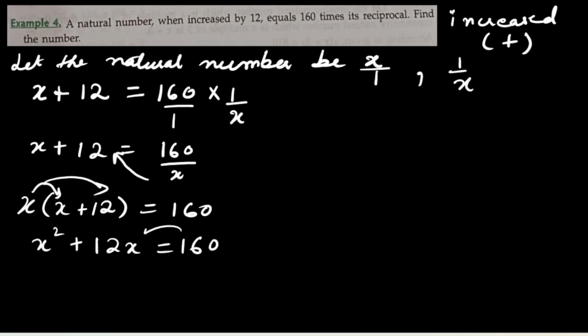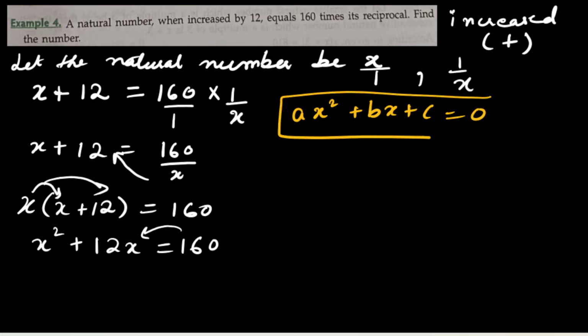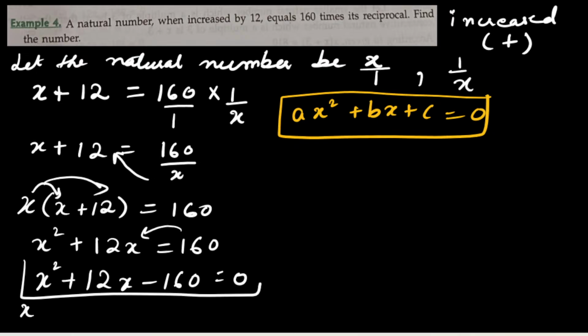Now let's shift 160 to the other side, because we know the standard form of a quadratic equation is ax square plus bx plus c is equal to 0. So we have to write the equation in standard form. So x square plus 12x minus 160 is equal to 0. So what are the factors? Shiva Shankar has given the factors 20 and minus 8. Okay, you can see this is the required quadratic equation.